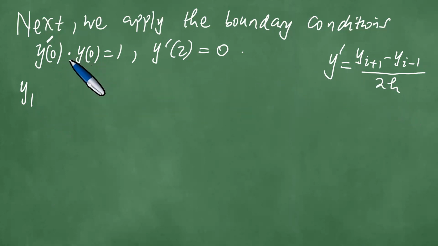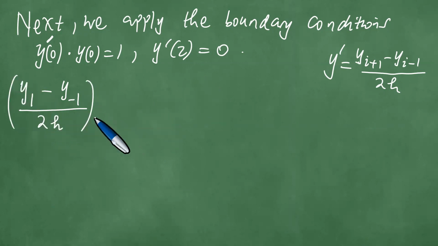And at x0, we have i equals 0. So when i equals 0, this one becomes a y1. And then this one becomes minus y minus 1 out of 2h, but h is 1 for this problem. So here now you'd have only y0, y of x0, y at 0. So this one is like y0, which is 1.